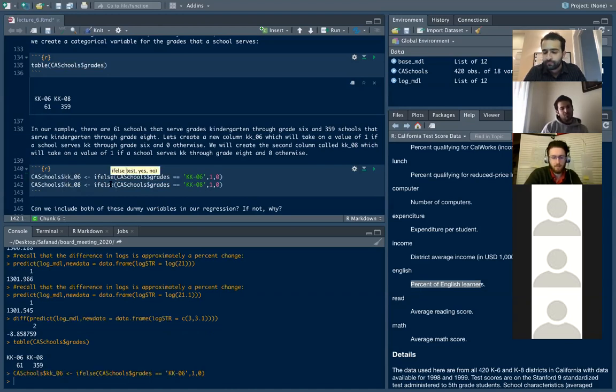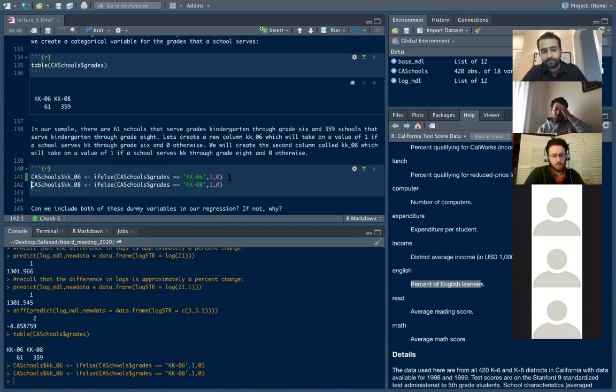Is there a way to automatically do this instead of us assigning it? Yes, there is. It's called a factor variable, but we're not there yet. You can actually automatically make all your dummy variables for you. But if we're going to continue this trajectory of making everything manually, we can have this second dummy variable that is a 1 if grades is equal to KK08, 0 otherwise.